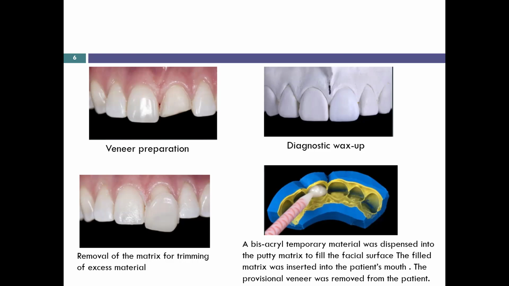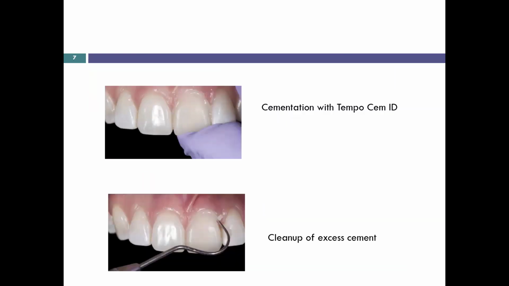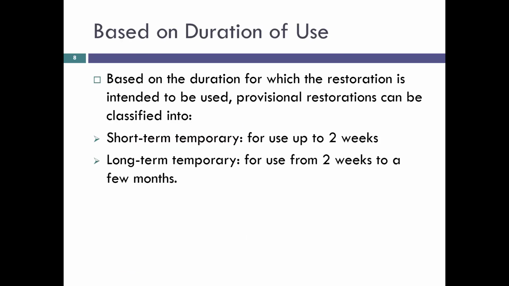Once the material has been inserted, place that index into the patient's mouth. After the material has set, remove the putty index. Removal of the matrix and trimming of excess material is done. Now the trimming is done. We can cement with the cement and clean up the excess cement, as we can see in the picture.